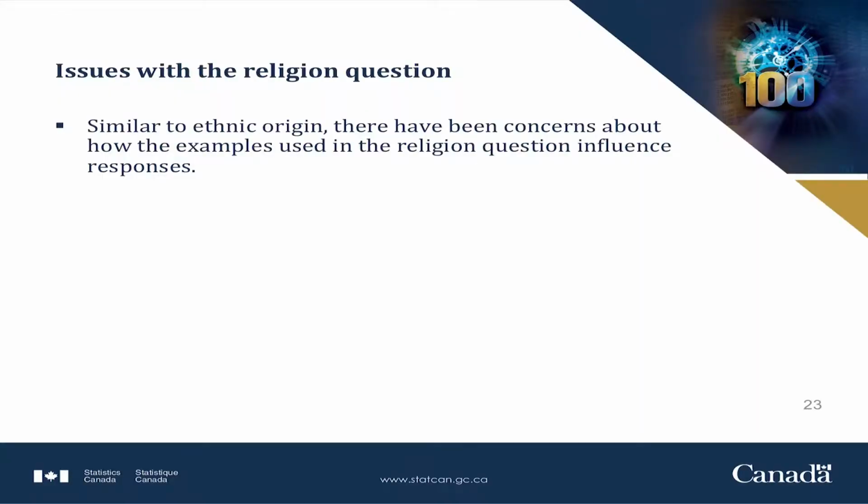The main issue with this one, and it's not nearly as significant an issue as it is for ethnic origin, is how those examples might influence people's responses. As you can imagine, it's not going to be the same type of thing. If someone is Mormon, they're not going to look at the examples and go, okay, Mormon isn't here, so I guess I better choose Presbyterian or something like that. But there may be issues with how those examples are influencing people's responses. So what we want to do for religion is basically along the same lines as what we're doing for ethnic origin.